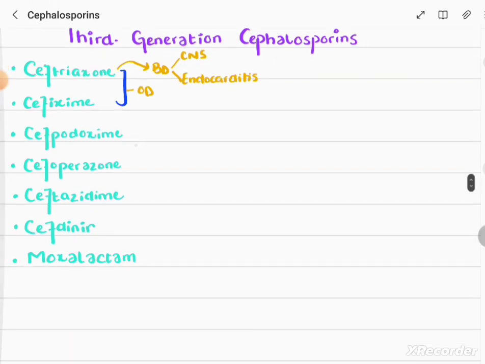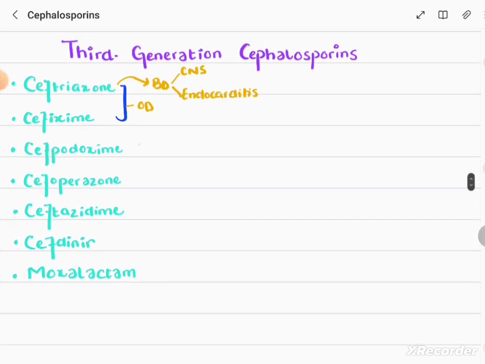Cefpodoxime is usually given in BD dosing. We give it twice daily, which means that we are going to dose this drug twice daily. Cefoperazone can be given twice daily, or it can be given 8 hourly. Both dosing schedules are being used for cefoperazone. The rest of the drugs are given 6 to 8 hourly, which means that we have to administer the doses 3 or 4 times per day.